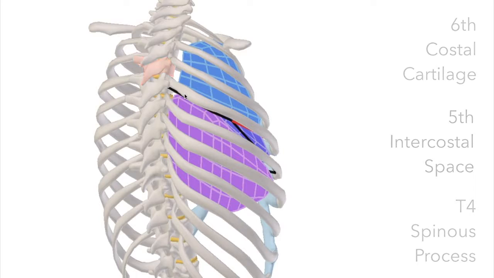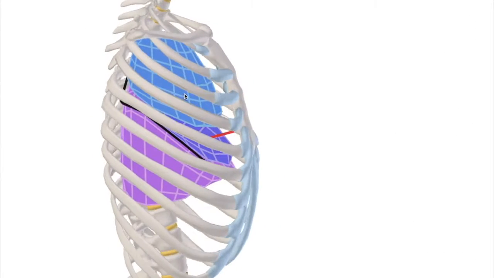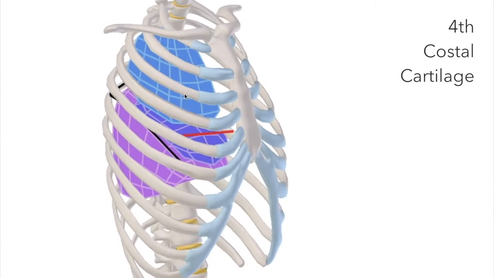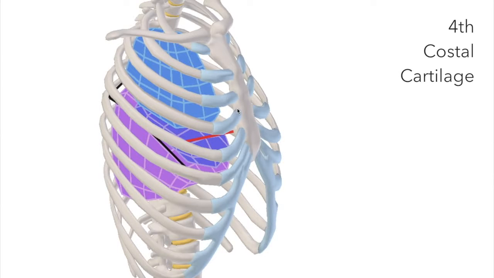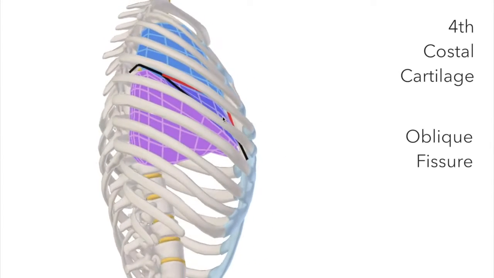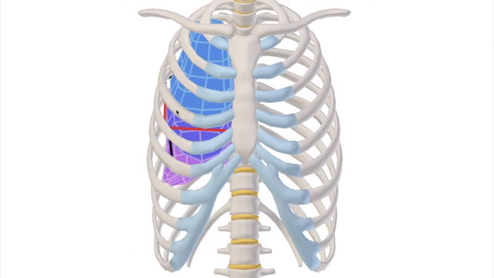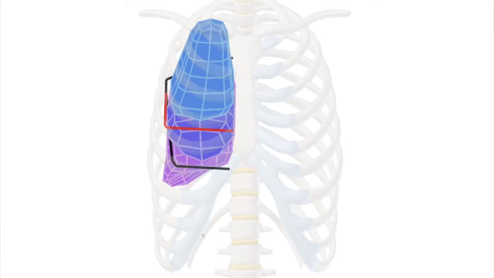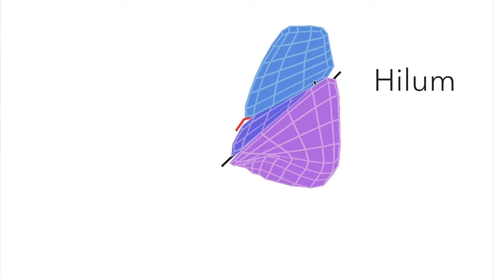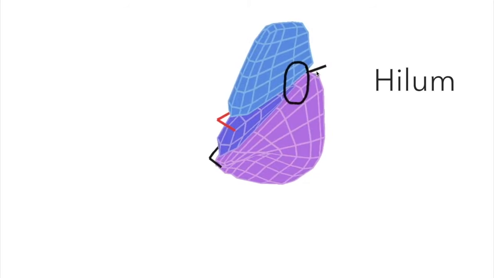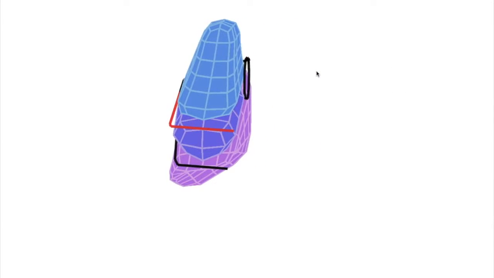Now for the horizontal fissure. That's supposed to start at the 4th costal cartilage. 1, 2, 3, 4. Yep, and then it traces around to hit the oblique fissure. Great. I should mention that around this side, they all end up back at the hilum of the lung, which is roughly this area here, where all the vessels and the bronchi plug in.